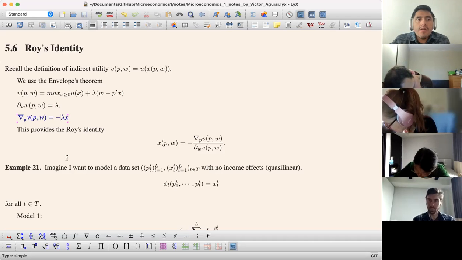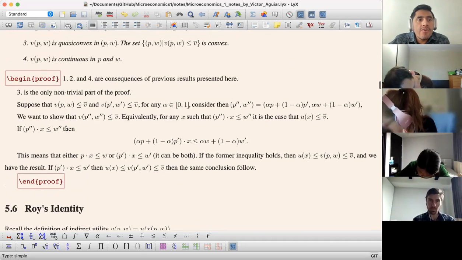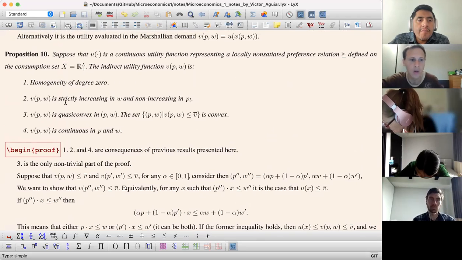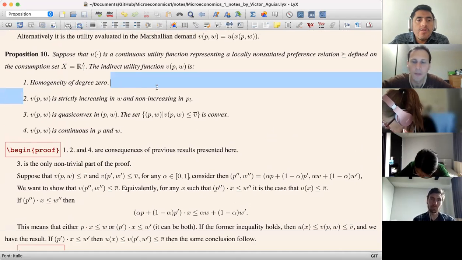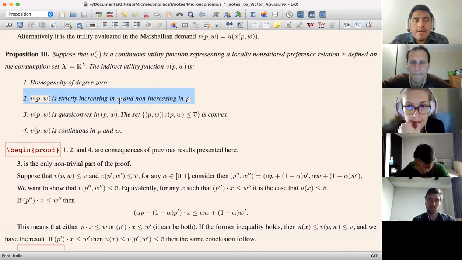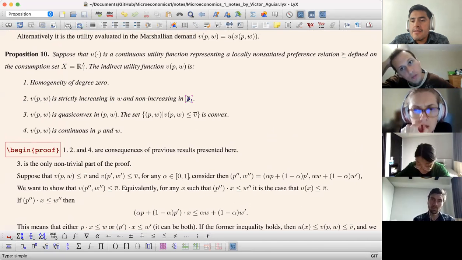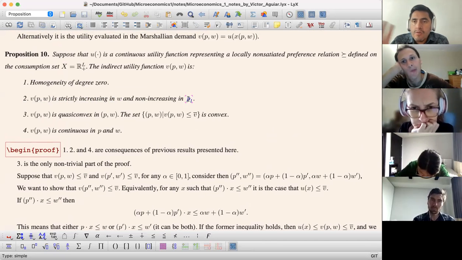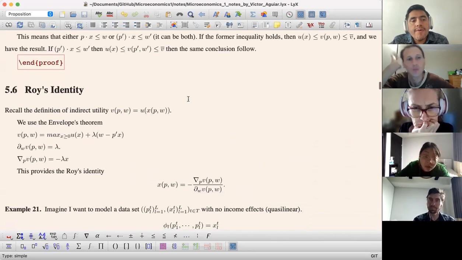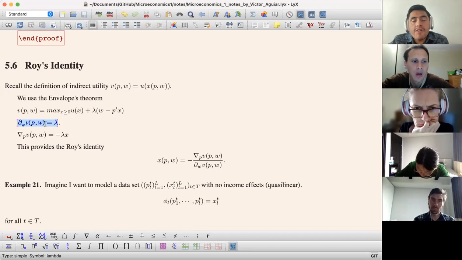Okay, so now pause there. Now let's go back a little bit to the indirect utility part. Remember that I mentioned this result too. It says indirect utility is strictly increasing in W and non-increasing in P_L. So bear that in mind. Let's go back to these derivatives. So the first part.